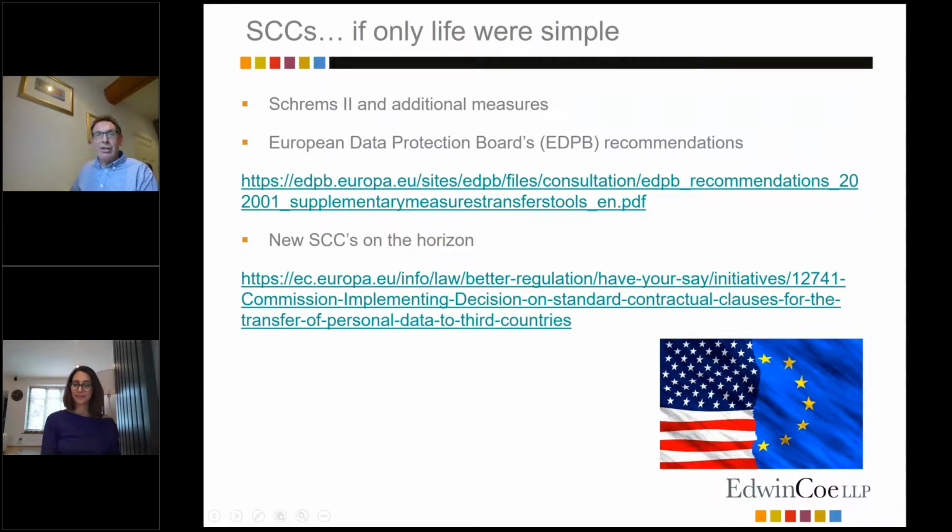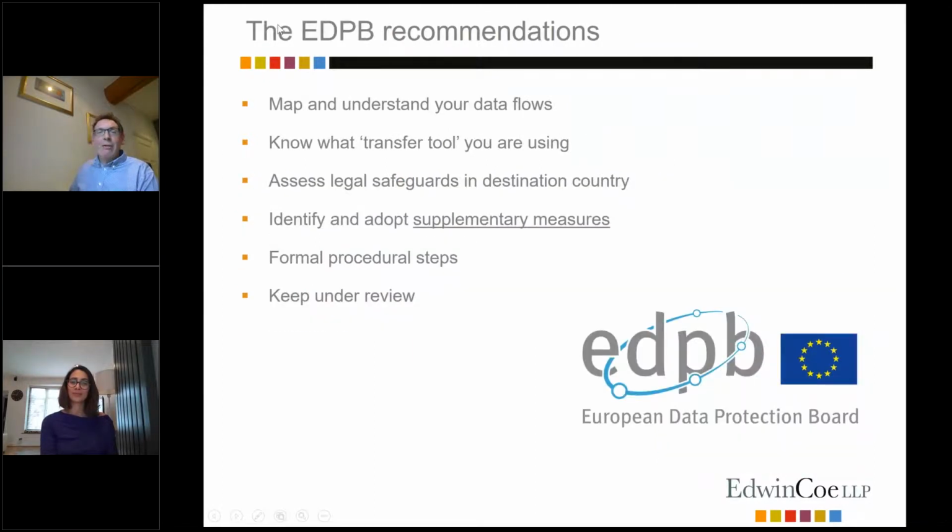EDPB's recommendations, and I've put a link to them there, and careful what I say, but actually they're not too bad in terms of reading them. Sometimes you look at stuff from the EDPB and it's fairly impenetrable, but this actually is not too bad. But I've had a go at summarising them on the next slide. We'll just run through those quickly, so you can just get a feel for the sort of thing that we're dealing with.